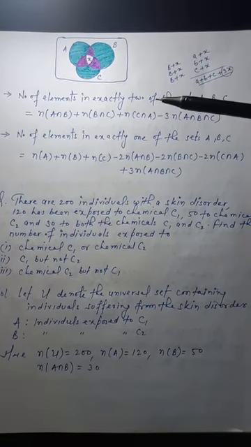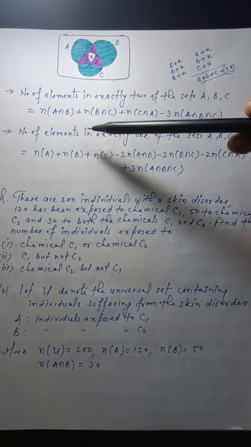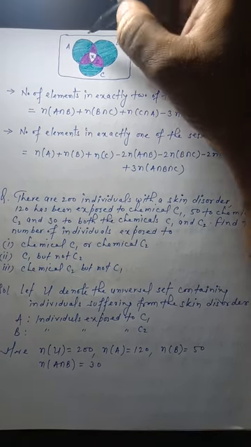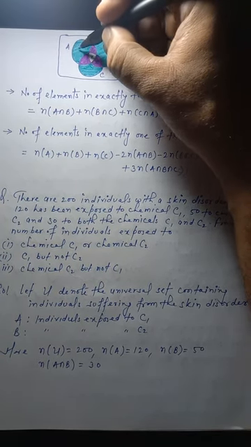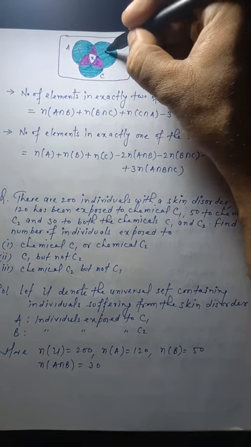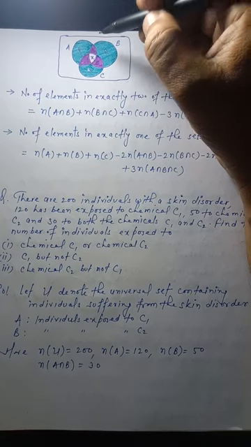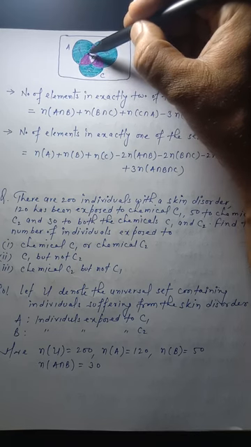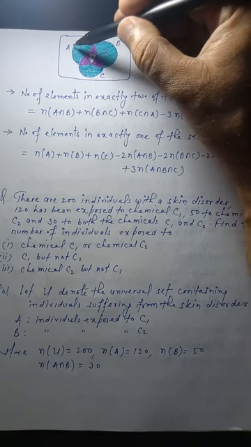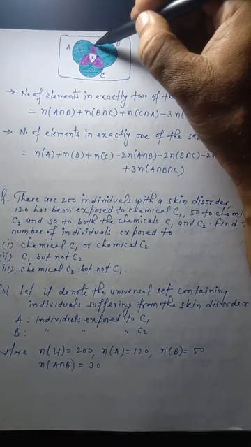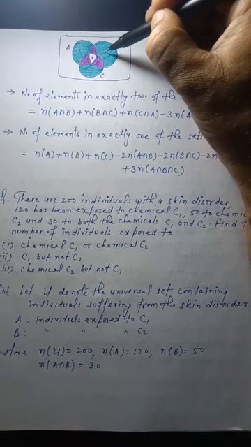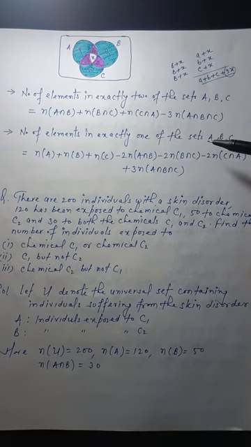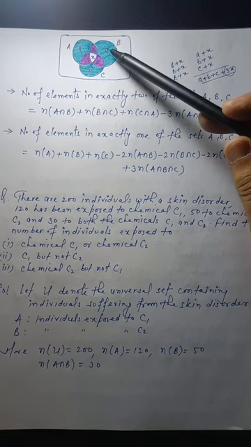Now come to this last part, where you have to find the number of elements in exactly one of the sets a, b and c. They are talking about this green part, say p, this part is q, and this part is r. So what is p plus q plus r? This green part is present in exactly one set, which is set a, this q part is present only in set b, whereas r is present only in set c. So the number of elements in exactly one of the sets a, b, c means p plus q plus r.